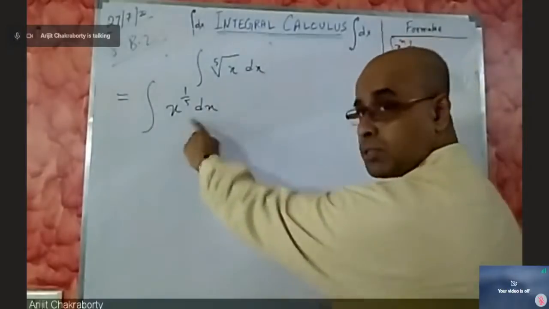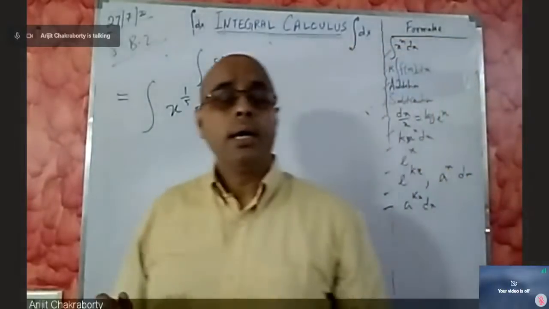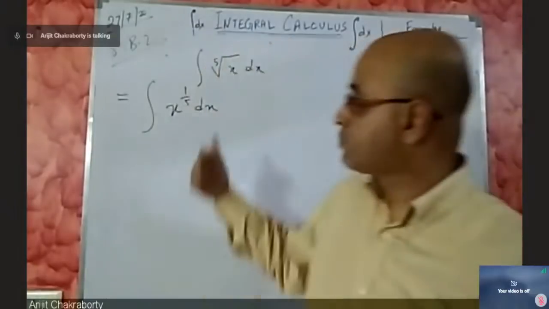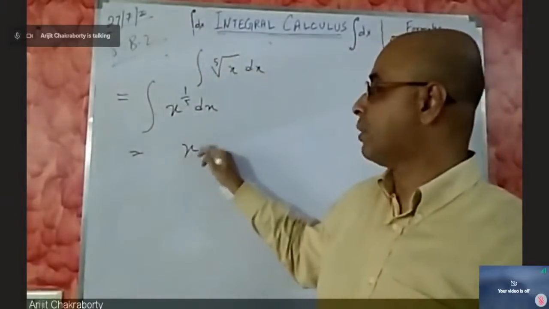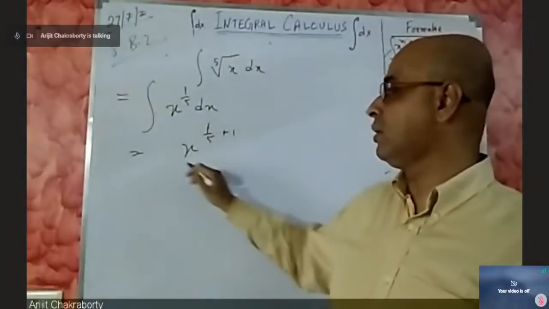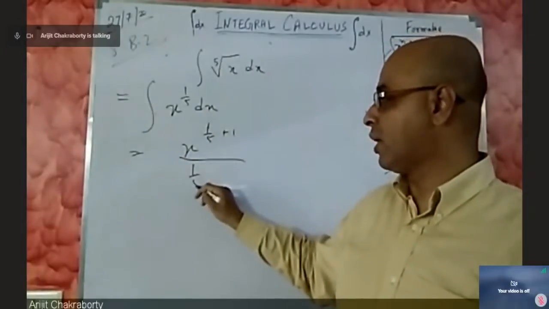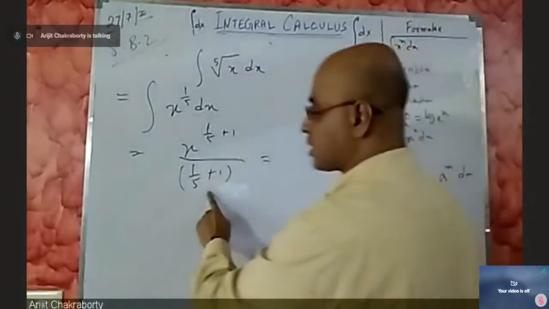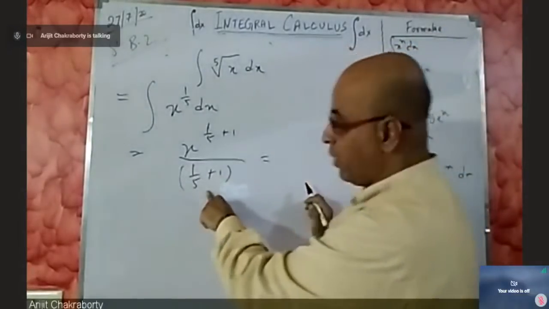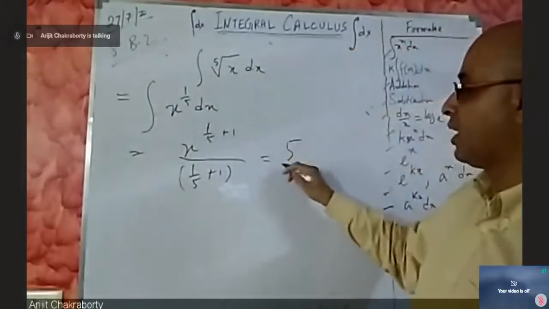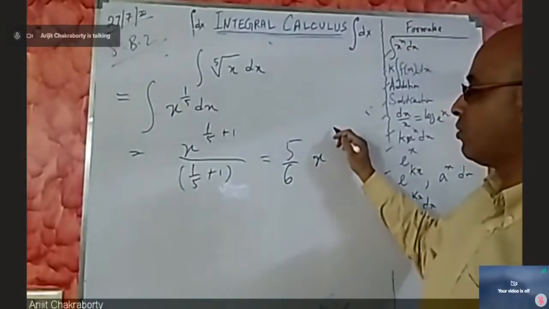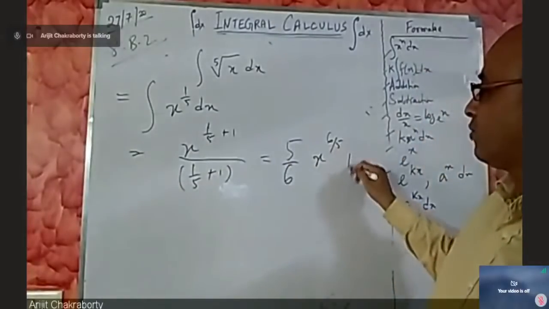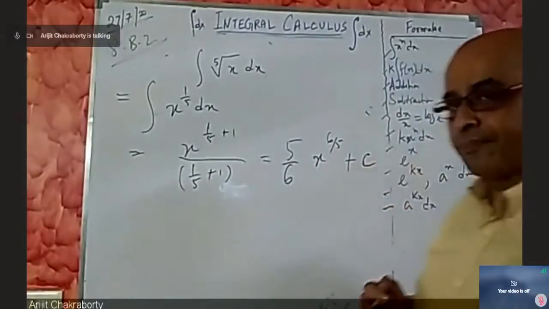Now it has the same form of x to the power n. So this becomes x to the power 1 by 5 plus 1, in the denominator also 1 by 5 plus 1. So 1 by 5 plus 1 is 6 by 5. When it goes to the numerator, it becomes 5 by 6. x to the power 6 by 5, plus the constant c.